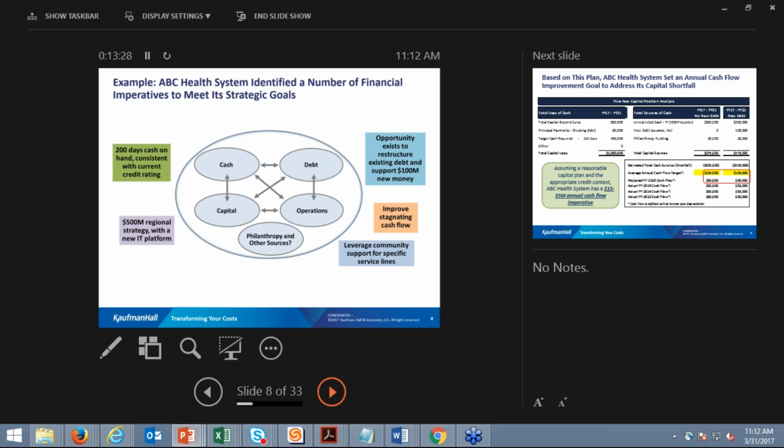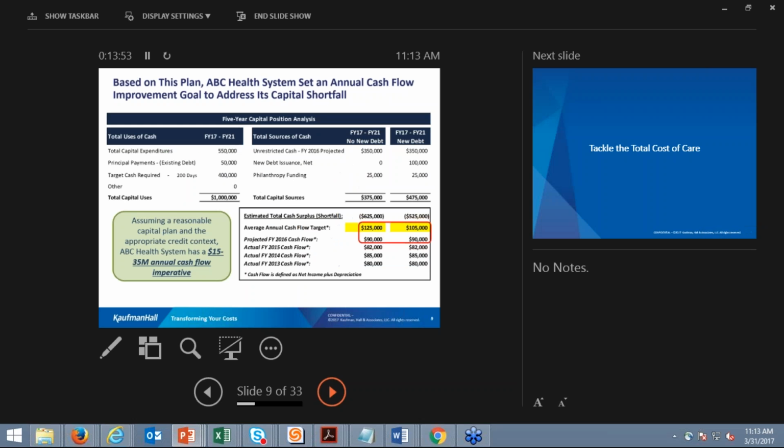View this example like a balloon. You can't push too hard on any one area, lest we will become out of balance. So the long-range financial plan is all about maintaining balance or equilibrium. And the cost transformation effort is rooted in that balance. So let's take it a step further and show an example on the next slide.